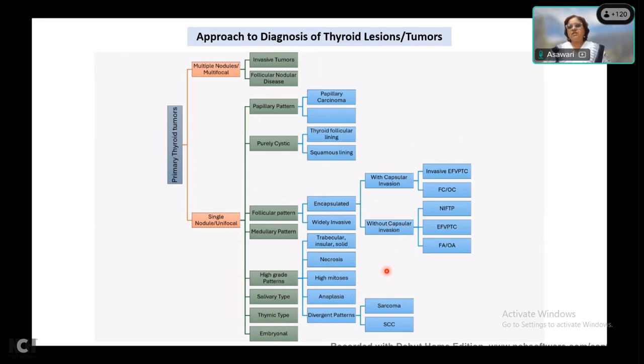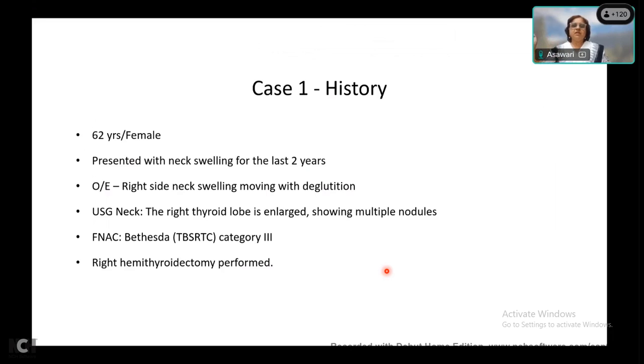If you understand this type of approach to the diagnosis, let's start with the first case, which is a 62-year-old female presented with neck swelling for the last 2 years. On the right side, neck swelling was there, which used to move with deglutition. USG neck showed right thyroid lobe enlarged with multiple nodules. FNAC was Bethesda category 3, and then right hemithyroidectomy was performed after correlation with radiology and clinical findings.